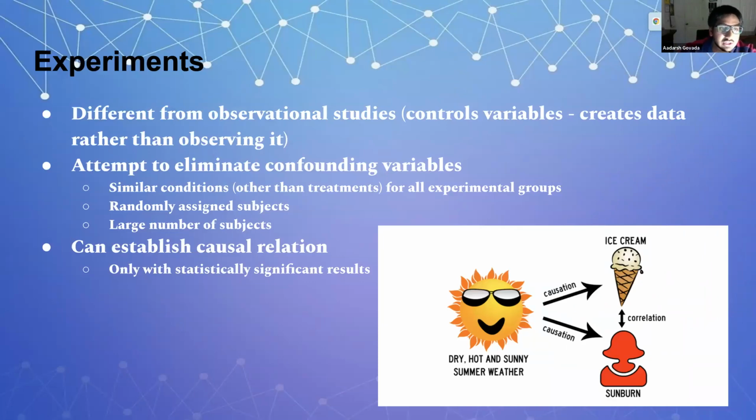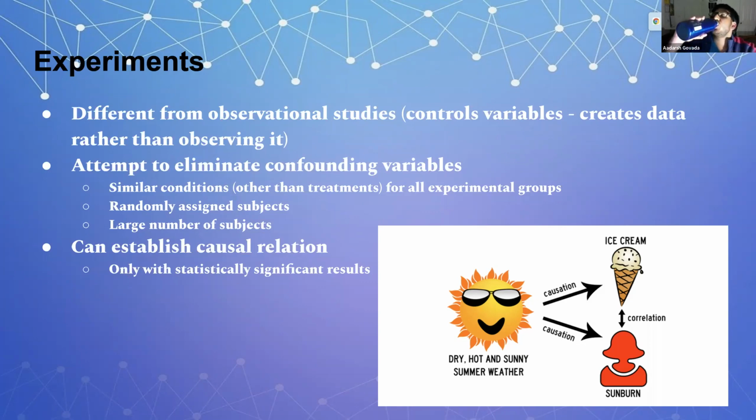Experiments are the next thing. These are not the same as observational studies, because they first off control variables and create the data on their own rather than observing it. And this is an important thing: they can establish causal relation. They can do this because they try to eliminate the confounding variables, which are variables that we're not trying to test that could have an impact on what we're looking at.